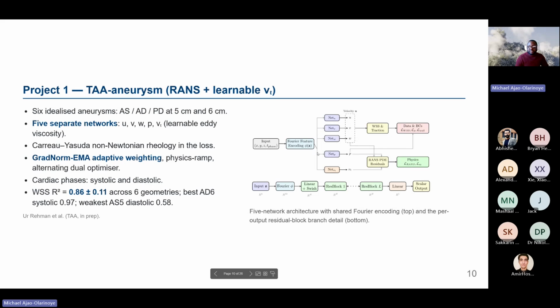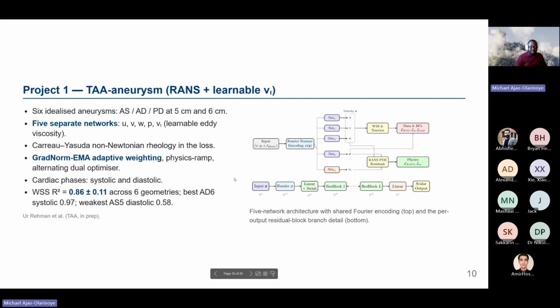viscosity. So what the model was able to do is to train simultaneously and solve the velocity and pressure, and also the learnable eddy viscosity on its own from the network itself. Now this was then balanced using the losses from the data, from the boundary condition, and also from the automatic differentiation of the equations to get a good result.